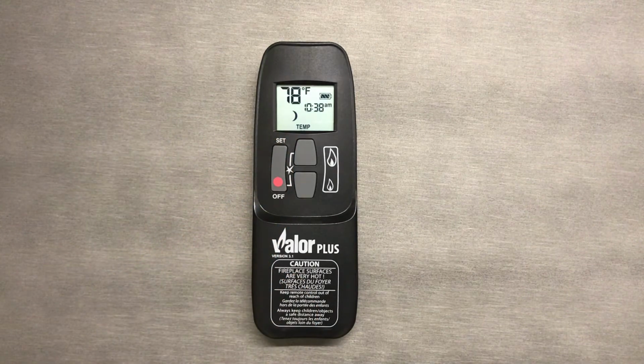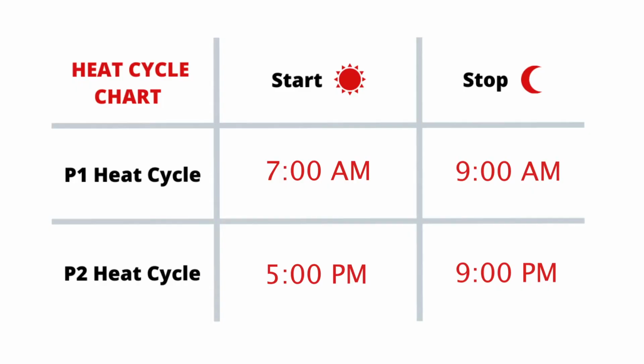Let's say I am gone every day from 9 a.m. to 5 p.m. and I want my fireplace to keep my home at 75 degrees in the morning when I wake up and 70 degrees when I get home in the evening. Here is a chart to represent what I would set my time events at. As you can see, the first heat cycle begins at 7 a.m. and ends at 9 a.m.